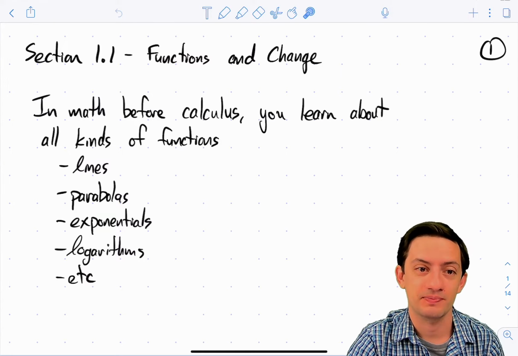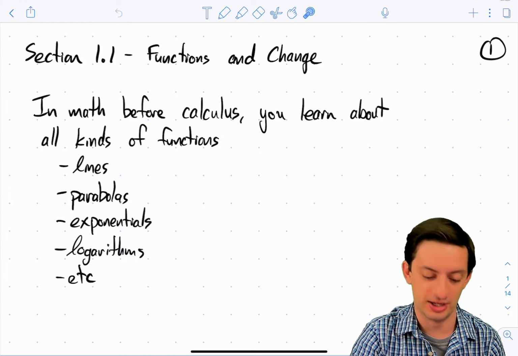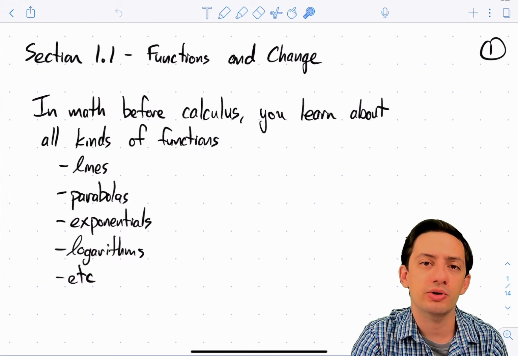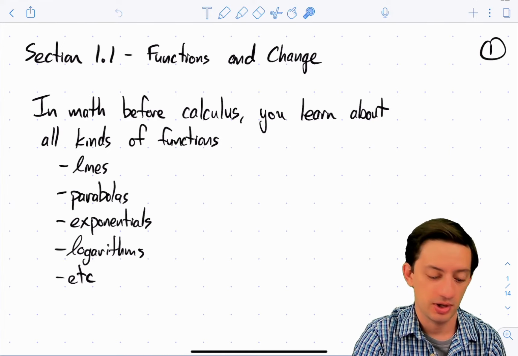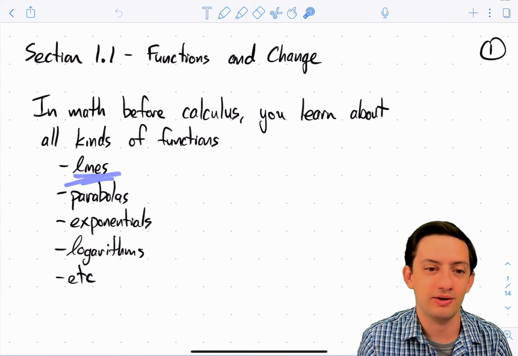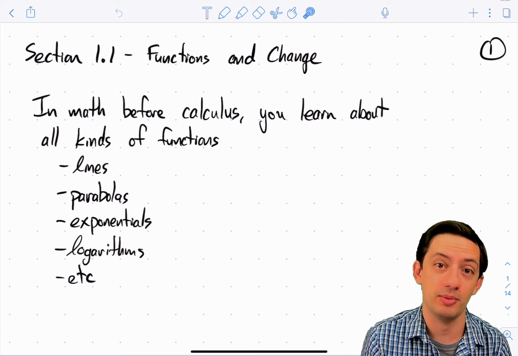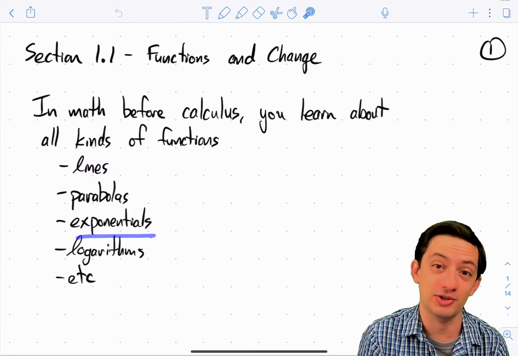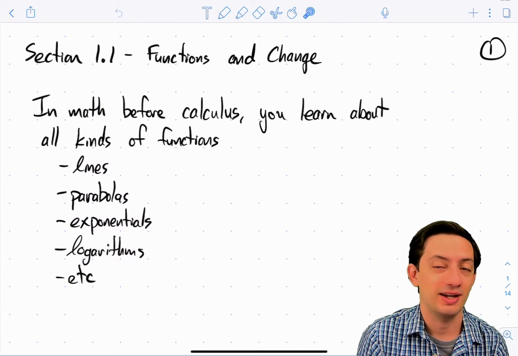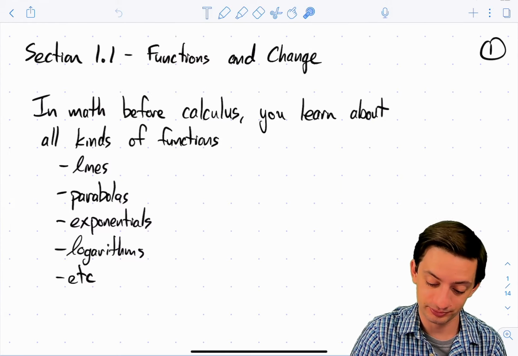Today we're starting in on the textbook itself, in section 1.1, which is called Functions and Change. So you've probably learned about all different kinds of functions in your math classes before calculus. Probably the first one you learned about many years ago were linear functions or lines, and that's what we're going to talk about mostly today. But you probably also saw parabolas, exponential functions, logarithms, and many other types that are going to pop up in our calculus class this semester.